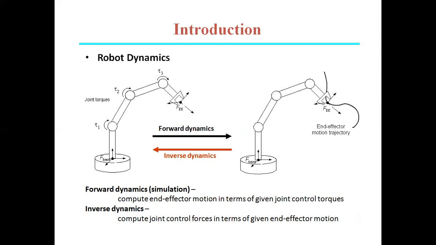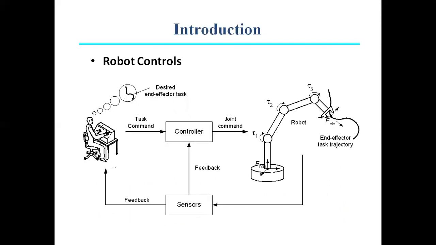Again we have two different classifications: forward dynamics and inverse dynamics. Forward dynamics computes end effector motion in terms of control forces. Similarly, inverse dynamics computes joint control forces in terms of end effector motion. Next are robot controls.